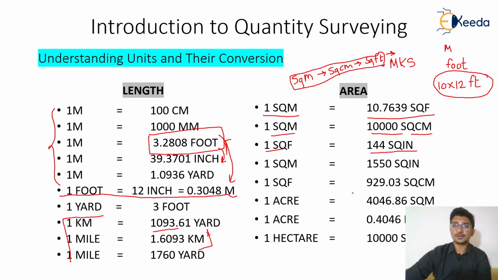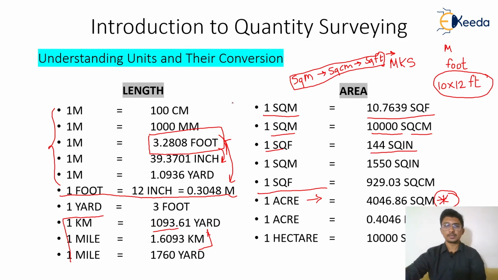As I again told you, we are dealing with the road quantity calculation also. That's why we are putting over here the acre and hectare relationships also. So 1 acre is equal to 4046.86 square meter. This is the important one, and this is the important one. We use most of the time these two quantities always. Okay, so this was all about the area calculation.